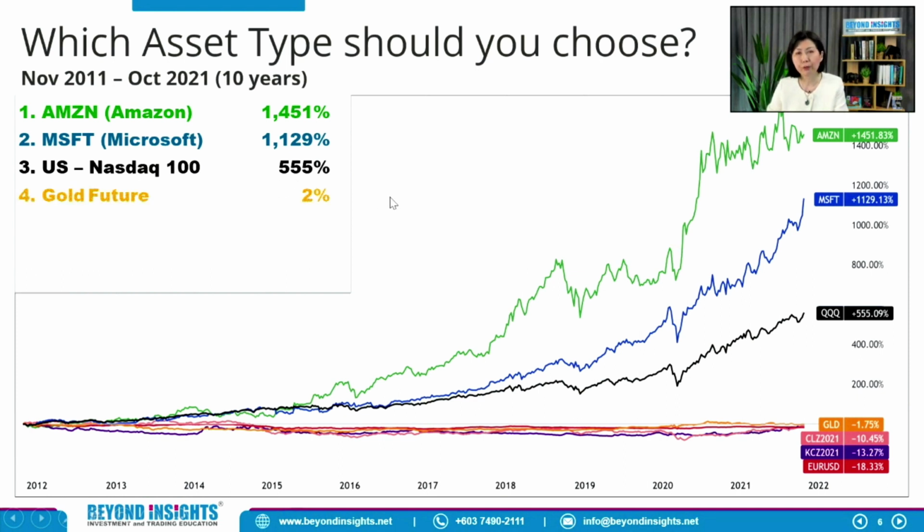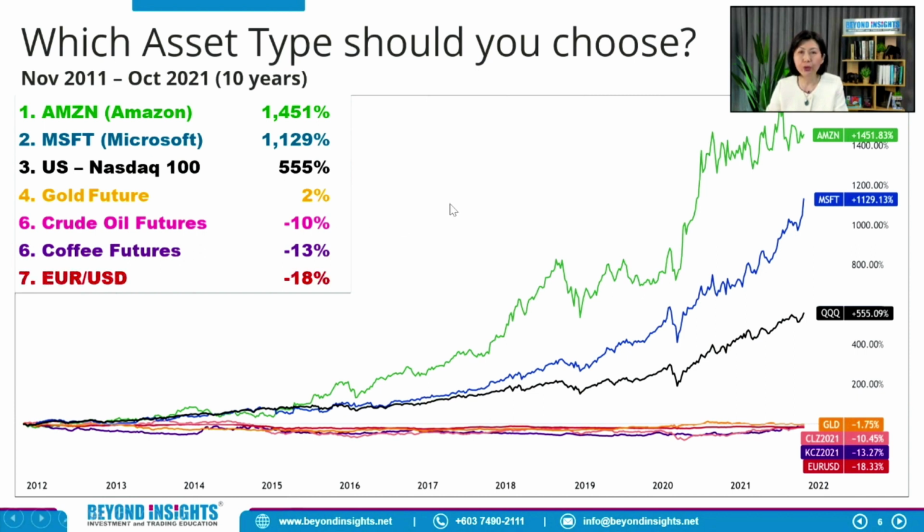And then I contrast with gold, because many people think that gold is good, but you can see here that gold only performed 2% in that whole 10 years. Such a big contrast, right at the bottom here. 2% for 10 years means it's only 0.2% per year. And crude oil futures, in fact, is negative. Coffee futures, 13% negative, and euro versus US dollar in the forex market is minus 18%.